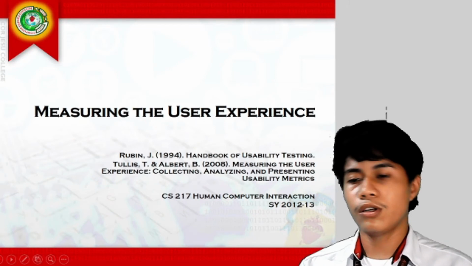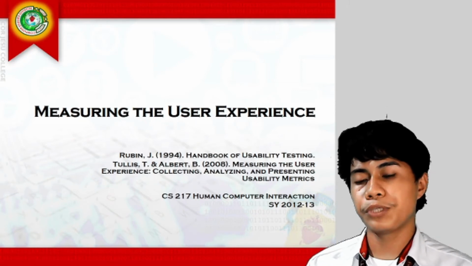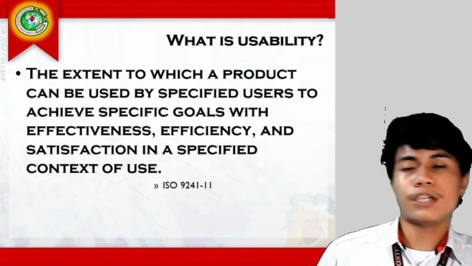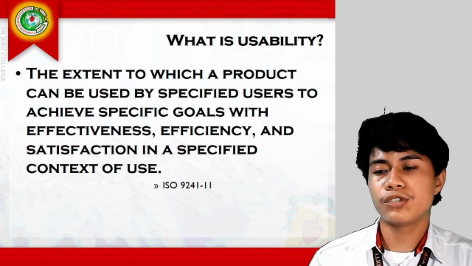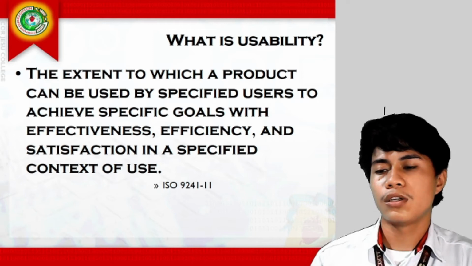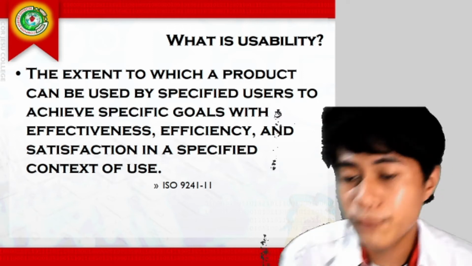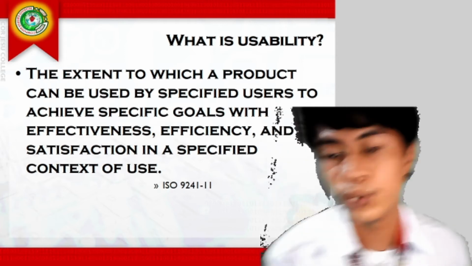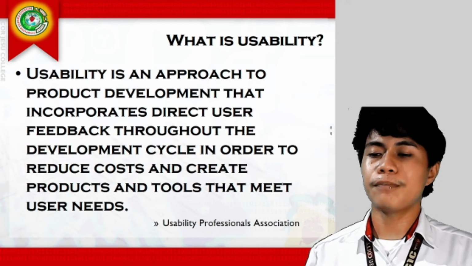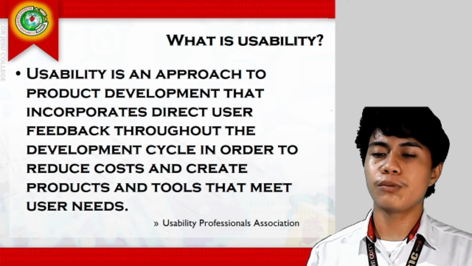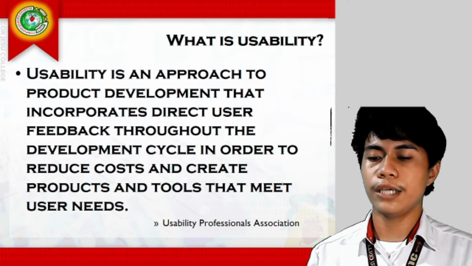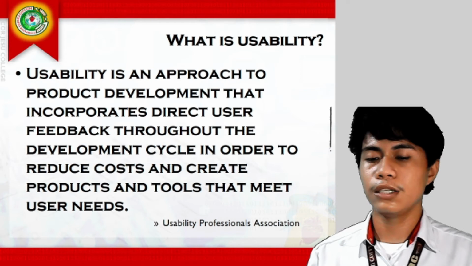Lecture 12 is all about measuring the user experience. So first, what is usability? It is the extent to which a product can be used by specified users to achieve specific goals with effectiveness, efficiency, and satisfaction in a specified context of use. Usability is an approach to product development that incorporates direct user feedback throughout the development cycle in order to reduce cost and create products and tools that meet user needs.